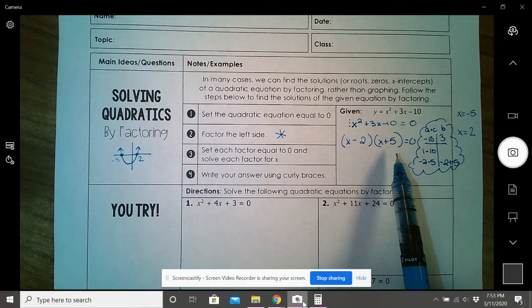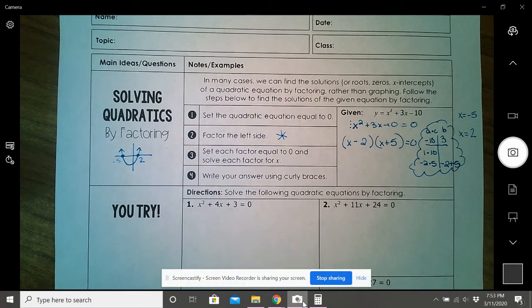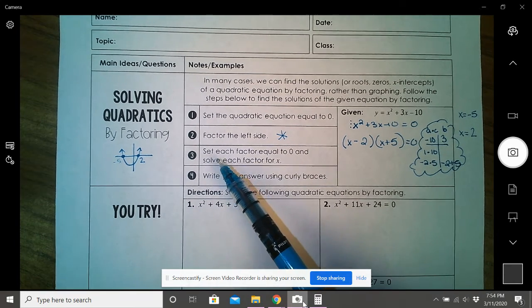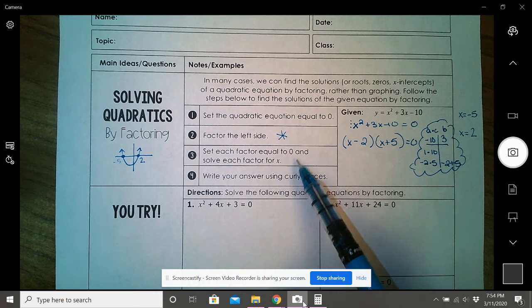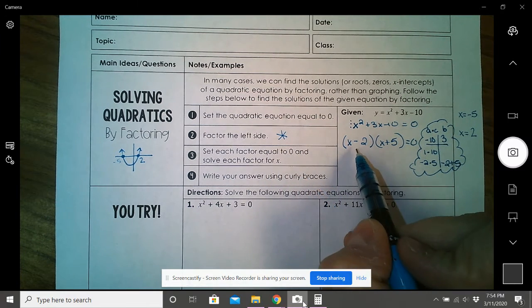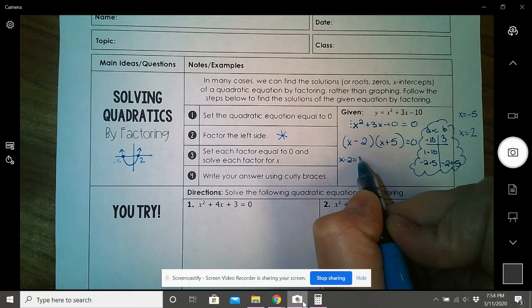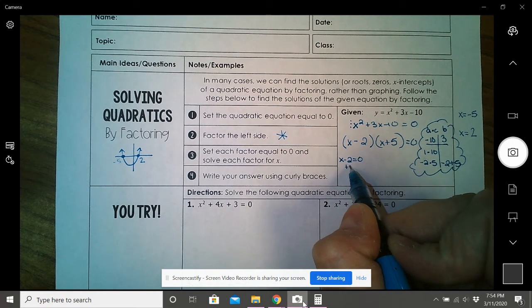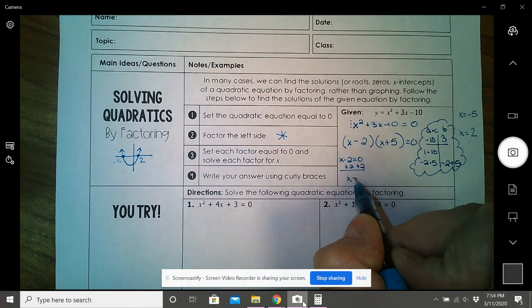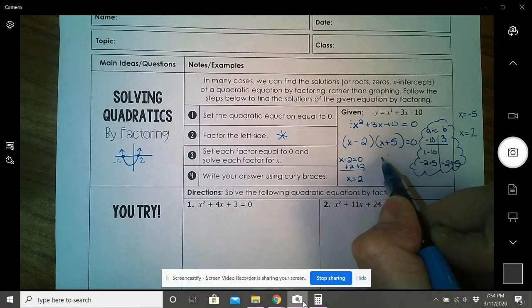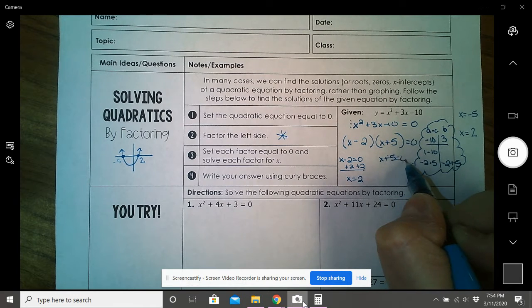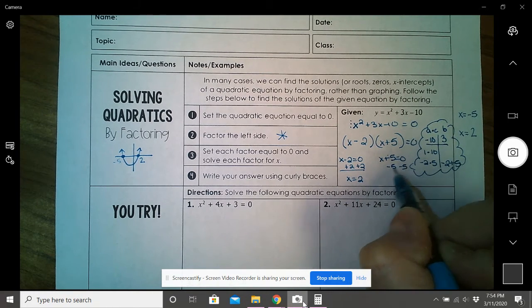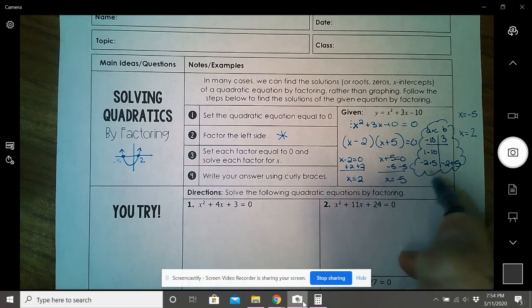If that was a problem, if you had a hard time right there, do not continue. You need to go back into factoring and keep practicing your trinomial factorizations, okay? If you're good with this, keep working with me. Step 3 says, set each factor equal to 0 and solve each factor for x. So here's factor number 1, x minus 2. Set it equal to 0, solve it for x. You can add 2 to both sides, and x is equal to 2. Factor number 2 is x plus 5. Set it equal to 0, solve by subtracting, and we get x equals negative 5.